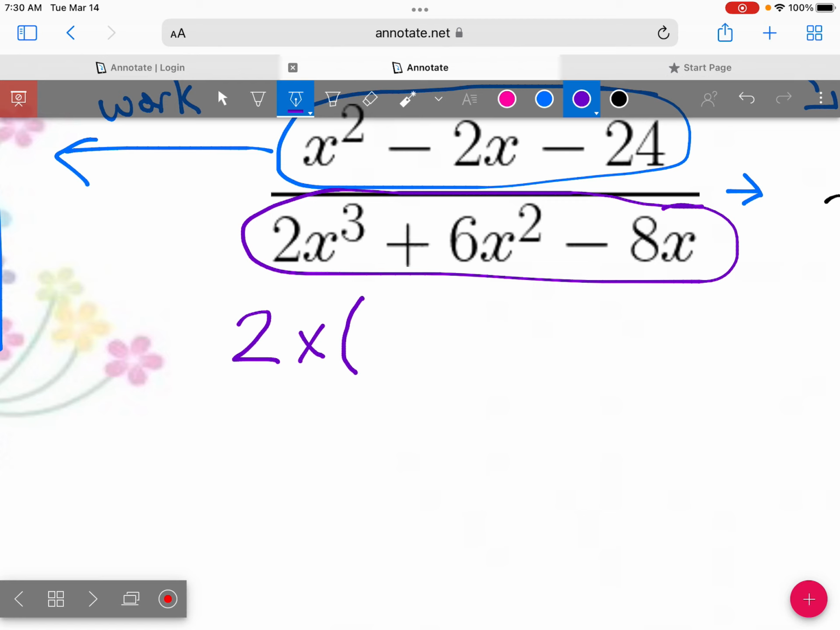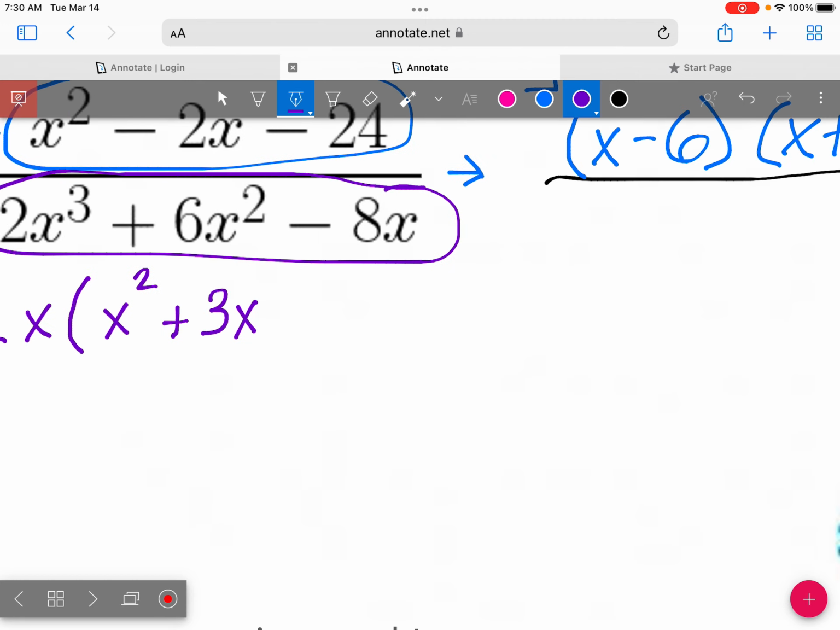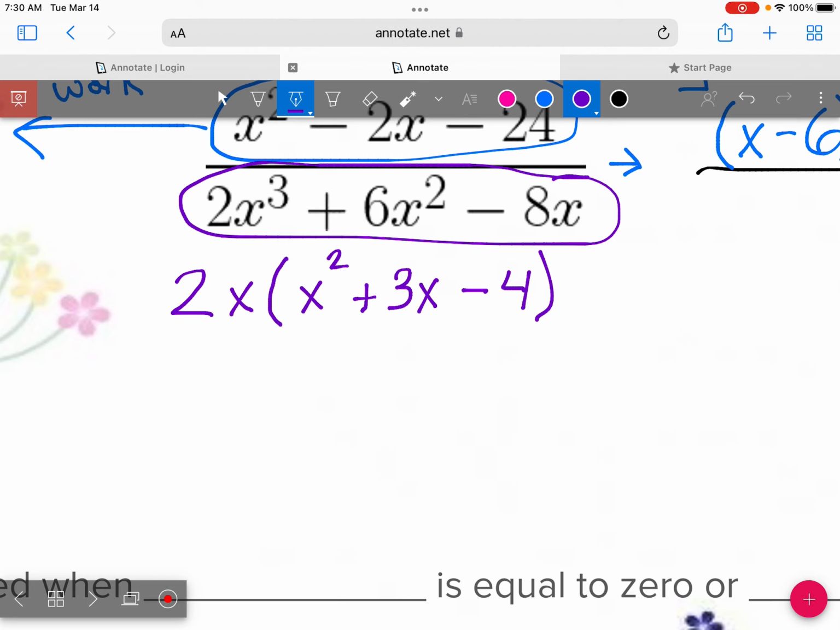2x cubed divided by 2x leaves me with x squared. 6x squared divided by 2x gives me 3x, because I'm good at mathing. Woohoo, yay for me. And minus 8x divided by 2x gives me minus 4. Always, always, always check for a GCF, because it will make your life easier. It will also make your answers correct.